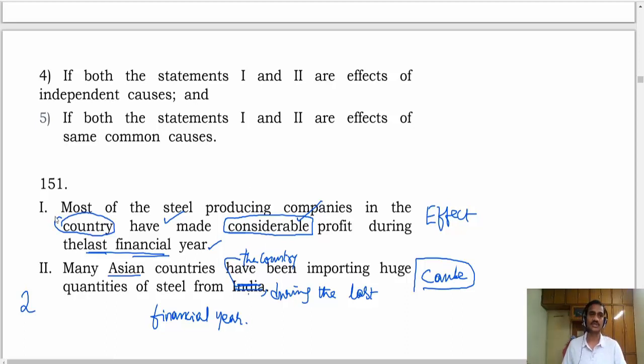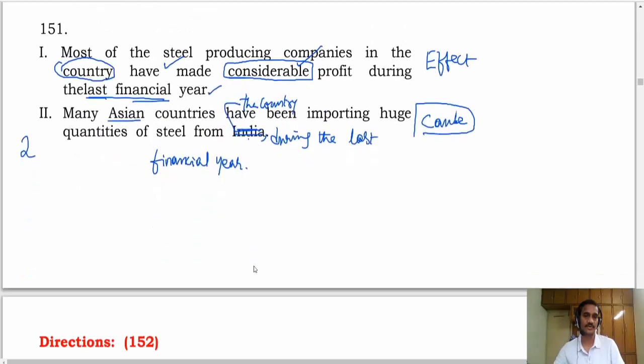Hence 2 is the cause, A is the effect. 2 is the cause and A is the effect, choice 2. Now we need to have these corrections in this. Then only we get choice 2.